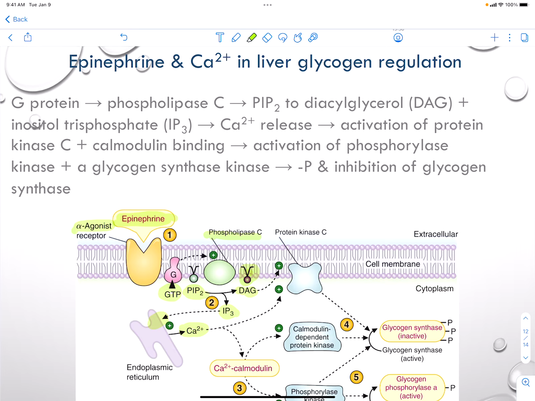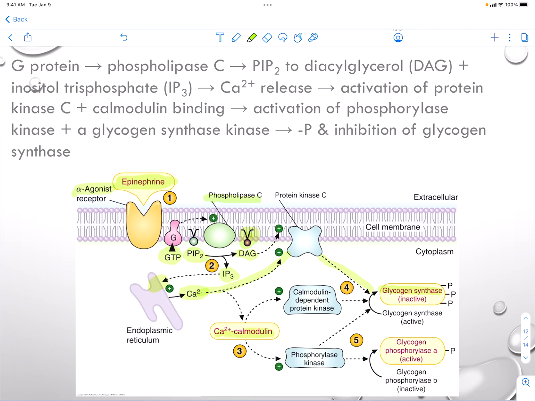The release of calcium activates protein kinase C, and protein kinase C is what's going to cause phosphorylation and inactivation of your synthase. Calcium will also bind to calmodulin, and calcium calmodulin will activate the calmodulin-dependent protein kinase, which also can phosphorylate and activate the synthase. Calcium calmodulin will also activate phosphorylase kinase, and this will phosphorylate and activate glycogen phosphorylase A. So then you start breaking down glycogen stores.